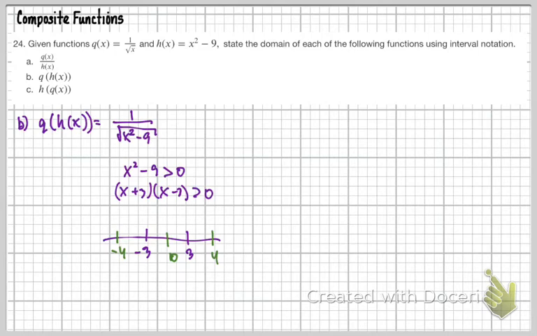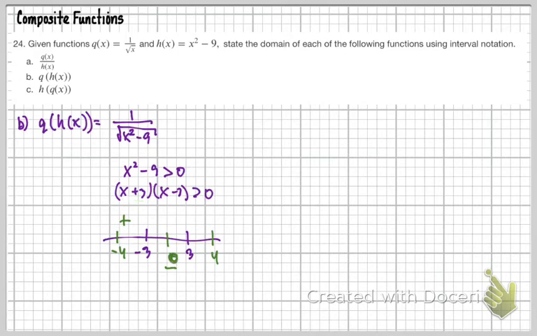So now what this means here, when I plug in a negative, that's going to be negative 4. And that's going to be negative. Negative times negative is positive. So that tells me here is positive. And then 0 is going to be negative, because when I plug in a 0 here, that's positive. When I plug in a 0 here, that's negative. Positive times negative is negative.